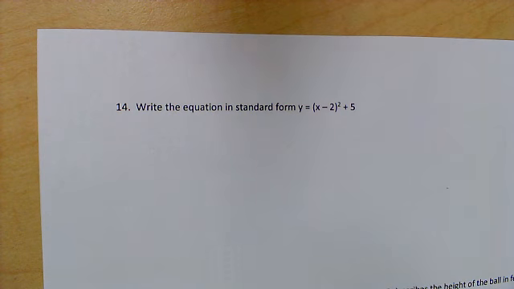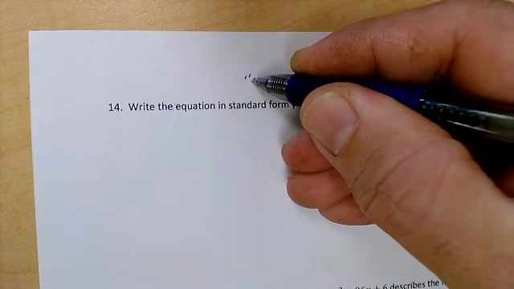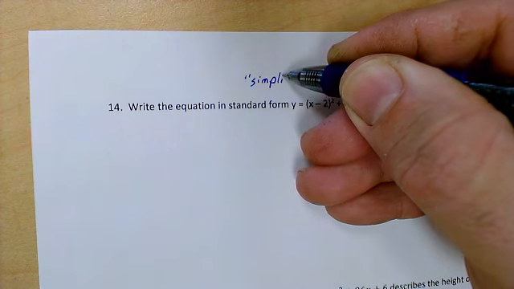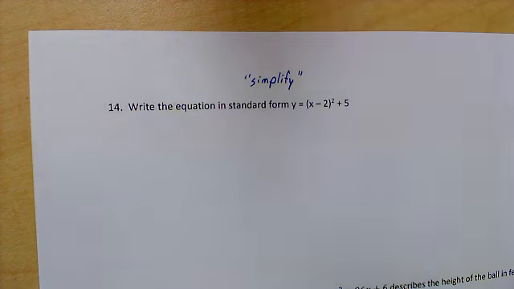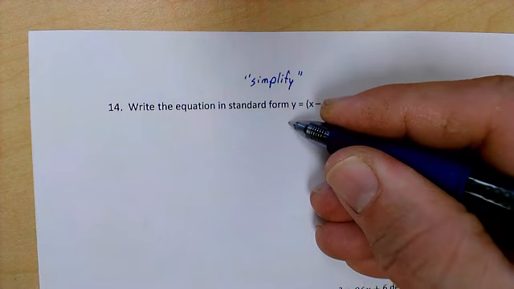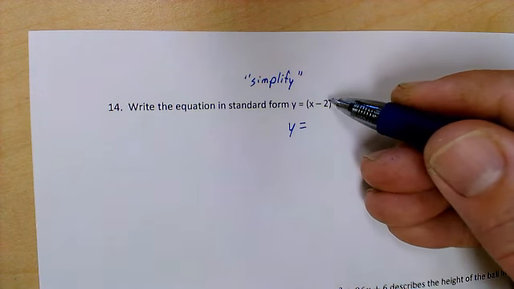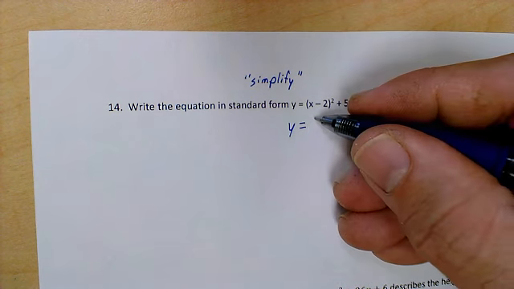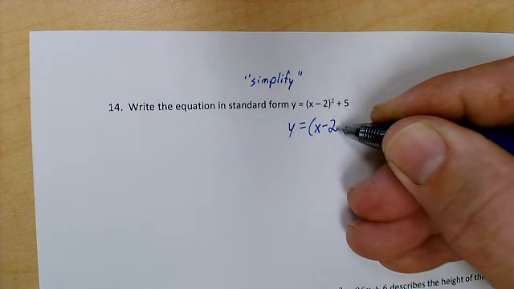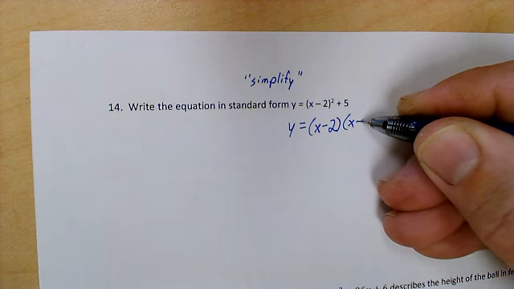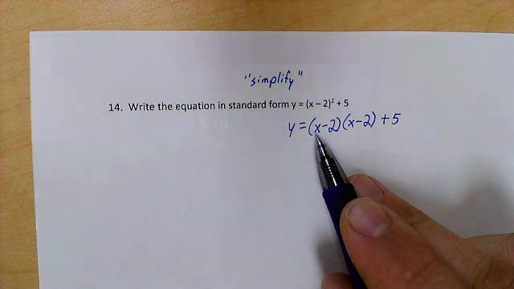So when we're writing an equation in standard form, that's when we're going to simplify the expression. If you would have started simplifying on the previous one, you would have gotten back to where you started, which would not have been a good thing. So here I'm going to go ahead and simplify x minus 2 squared plus 5. To simplify x minus 2 squared, I'm going to multiply x minus 2 to itself, because that's what squaring means to do.